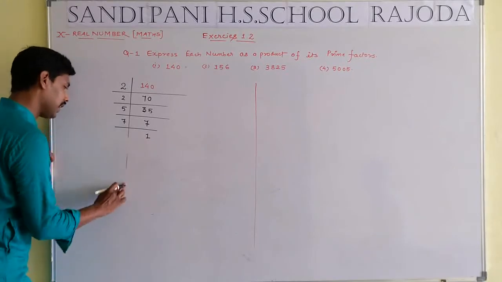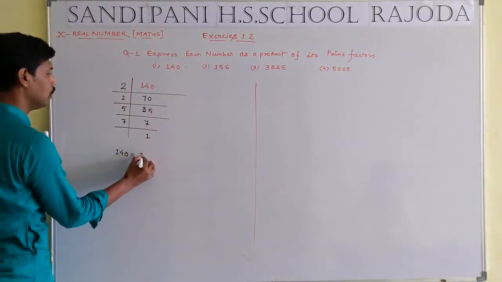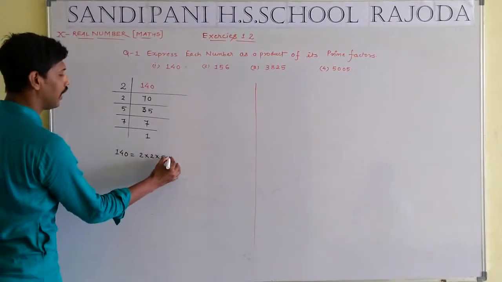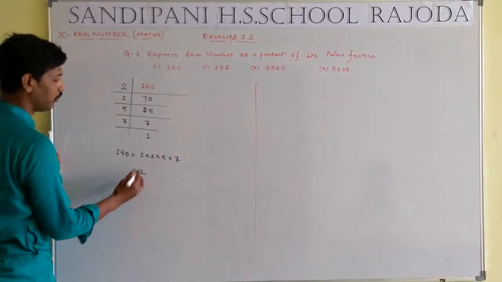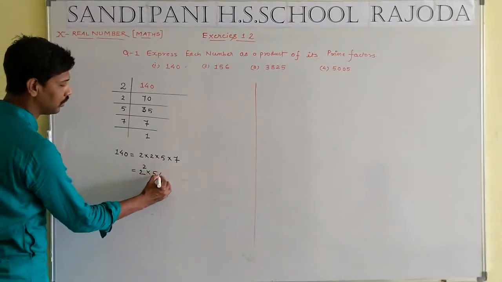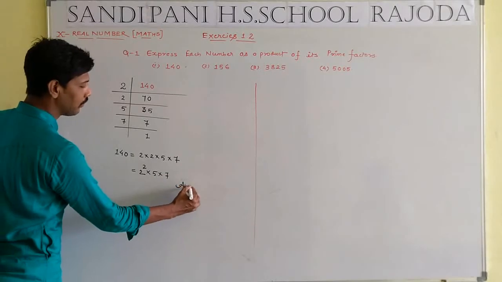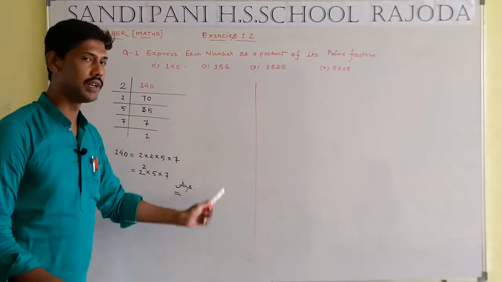So 140 may be represented in the form 2 into 2 into 5 into 7. In exponent form, 2 times 2, that means 2 to the power 2 into 5 into 7. This is the correct answer for the first question, 140, by the prime factorization method.